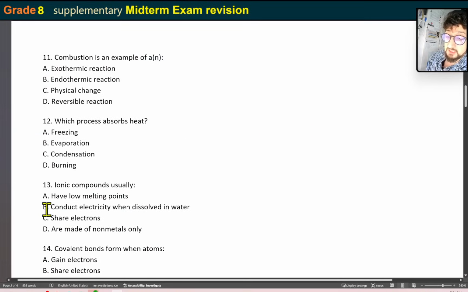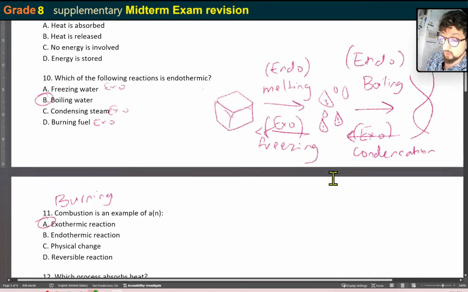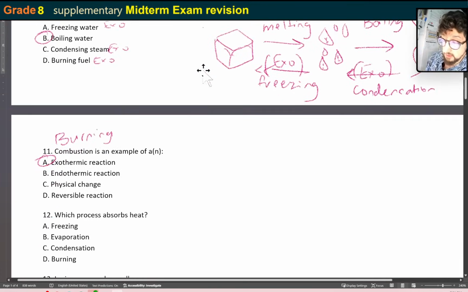Right, combustion just means burning, and that is exothermic. Which process absorbs heat? So once again, let's go back to this, absorbs heat. Which one do you think absorbs heat? Okay, so that one definitely not. That one releases heat. Freezing is also exothermic. Evaporation, also known as boiling, that is endothermic. That absorbs heat. Condensation is also exothermic.